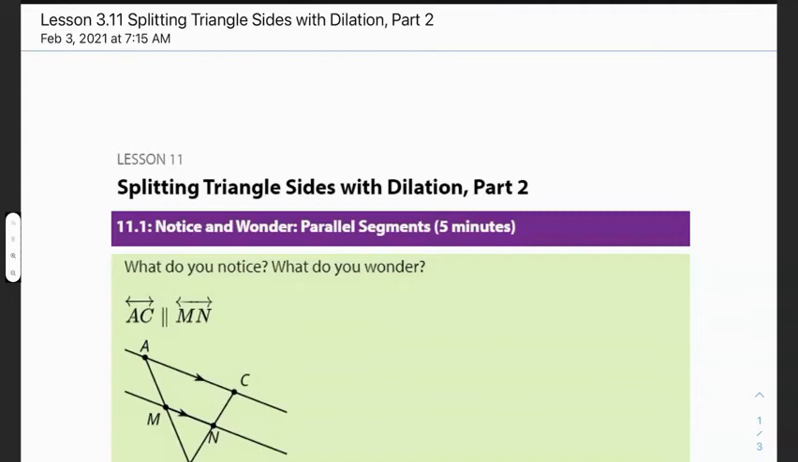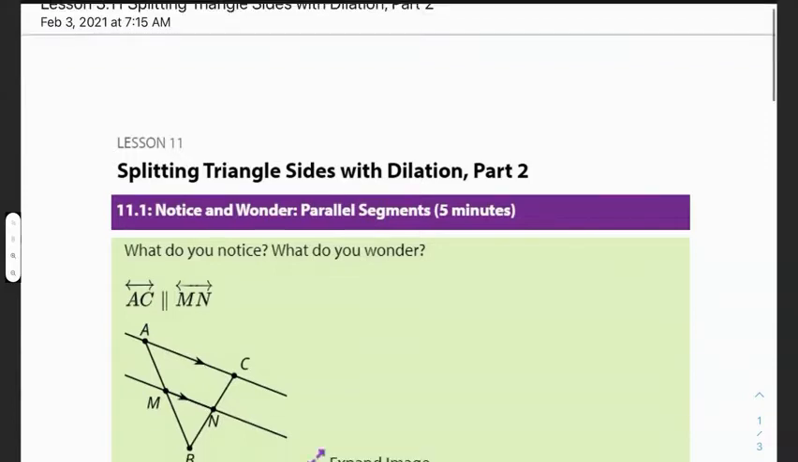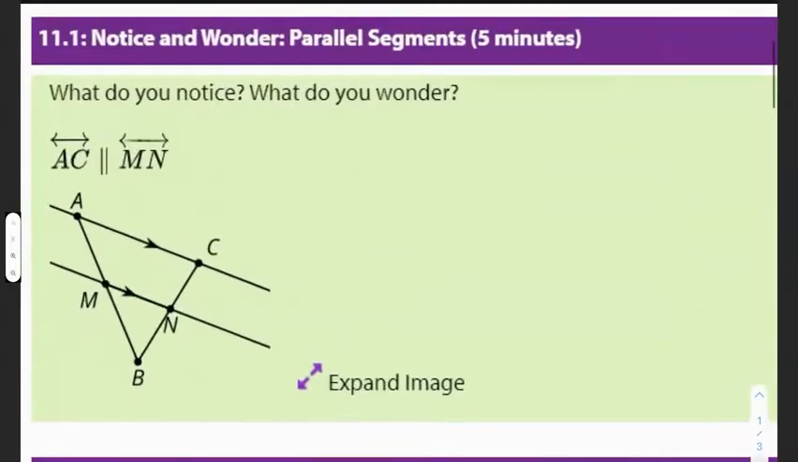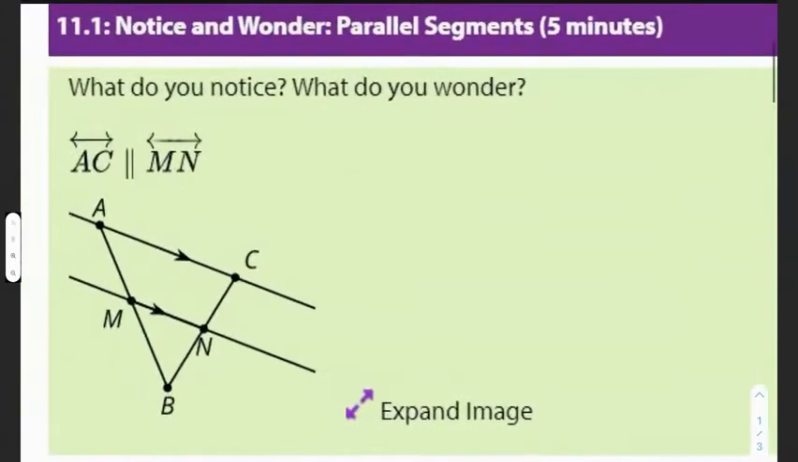All right, we got Unit 3, Lesson 11, Splitting Triangle Sides with Dilation, Part 2. Okay, so in Activity 11.1, Notice and Wonder, looking at this image here, they tell us that AC is parallel with line MN. So what do you notice and what do you wonder about this figure?